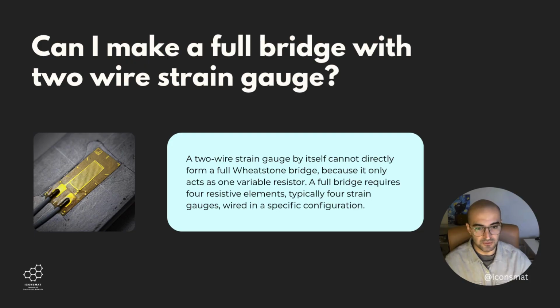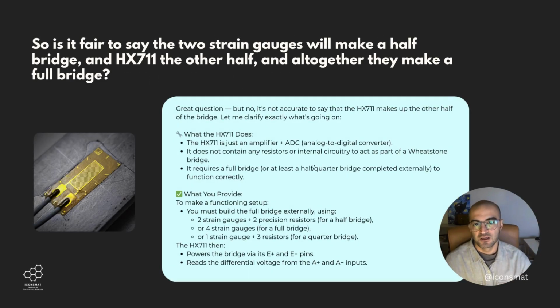So again, we can go two slides back and see what was the quarter bridge, which is not producing any accurate measurement for us. So a full bridge requires four resistive elements, typically four strain gauges wired in a specific configuration, which was shown previously.